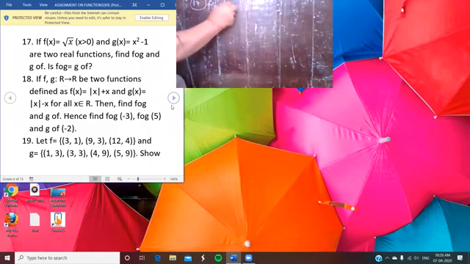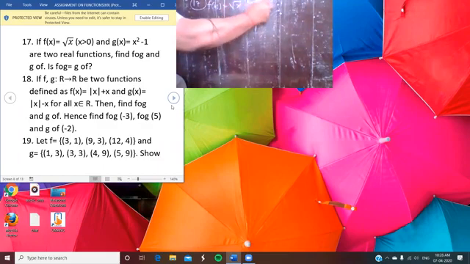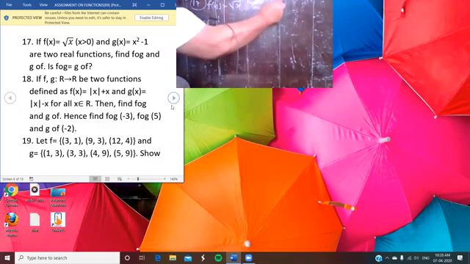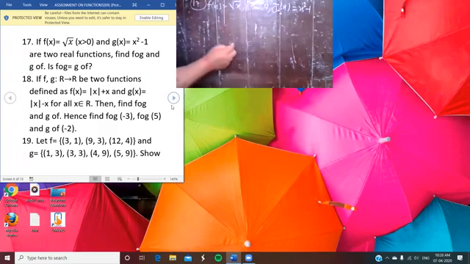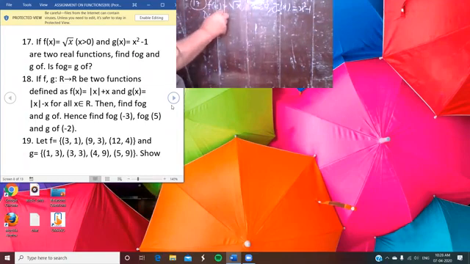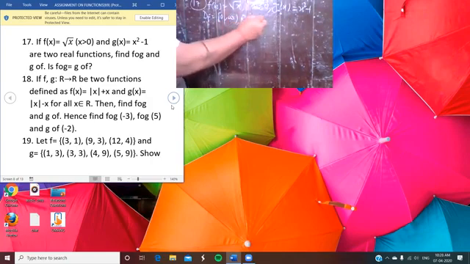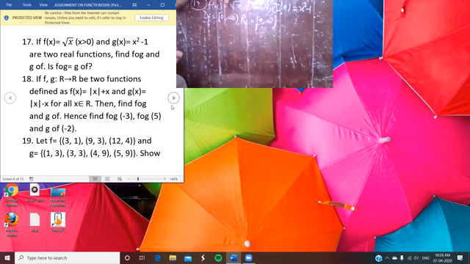So for question 17, f(x) is equal to root x with x greater than or equal to 0, and g(x) is given as x square minus 1. Now you have to find gof and fog. The domain of f is already given, which is 0 to infinity. And the range of f is 0 to infinity again, because that quantity is within the root, so it may be 0 or always a positive value.